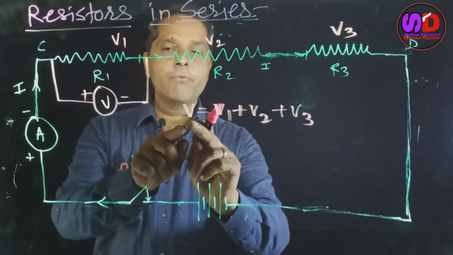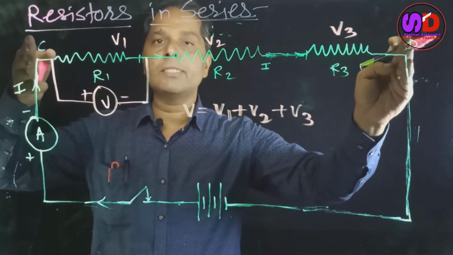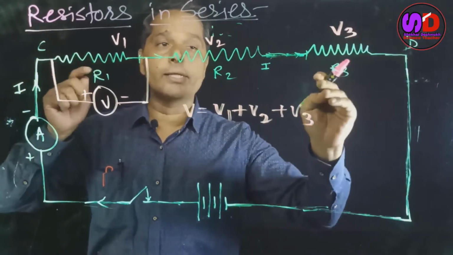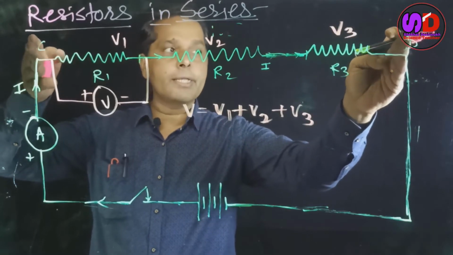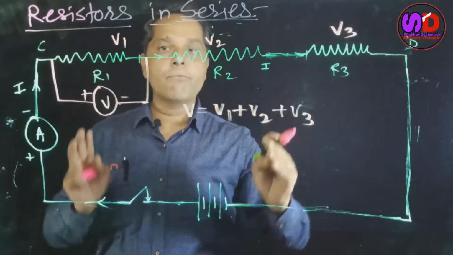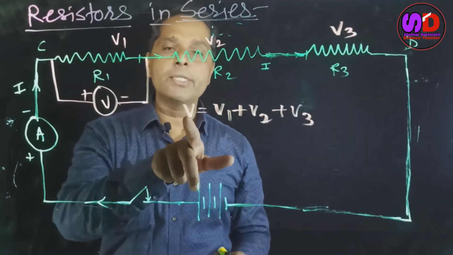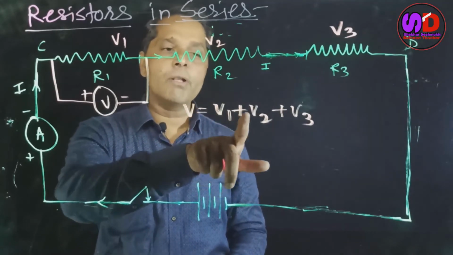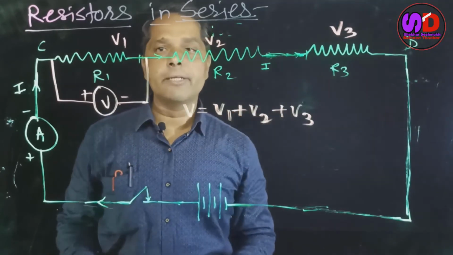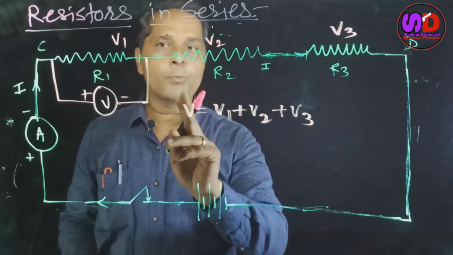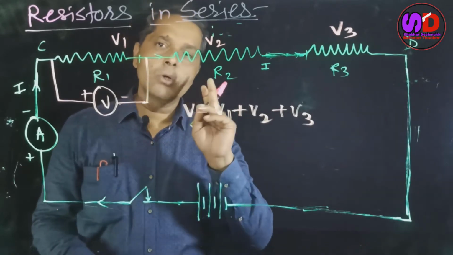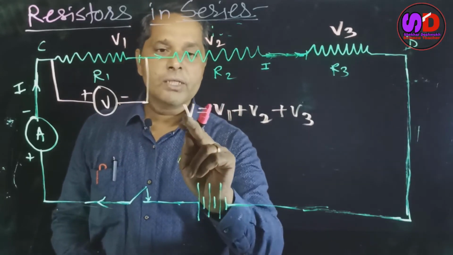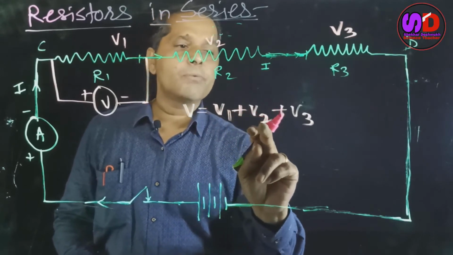What is V? V is the potential difference between C and D, these 2 points. If we connect the voltmeter between these 2 points, then we get the potential difference V, which is equal to V1 plus V2 plus V3. Only 2 points that we are going to see here. First, V is equal to V1 plus V2 plus V3.